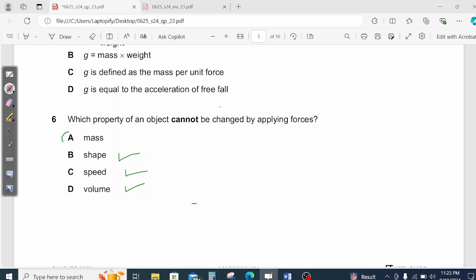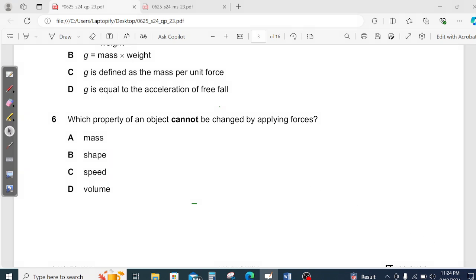Only mass, the quantity of matter, remains constant. If the shape is changed, the mass of that shape will be the same. That's why it cannot be changed.